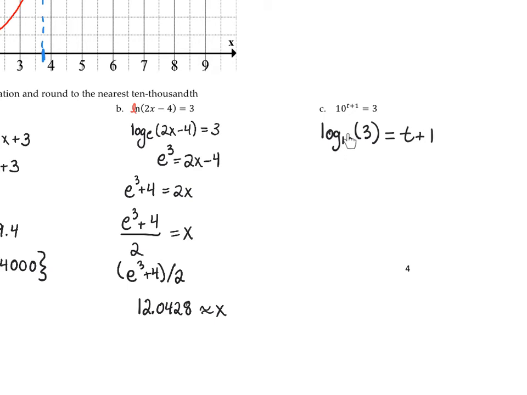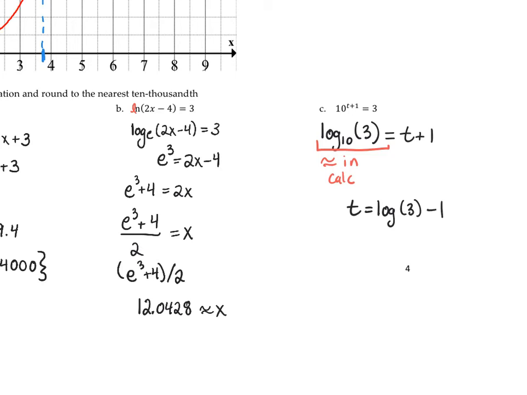And if I just checked again, I would do 10 to the t plus 1 equals 3. Now there's no way for me to know this answer without my calculator or some sort of graphing software. So you're going to get an approximation in your calculator. But before we do that, we need to go ahead and fully isolate the t, and we do that by subtracting 1. So my final answer would be t equals log of 3 subtract 1.